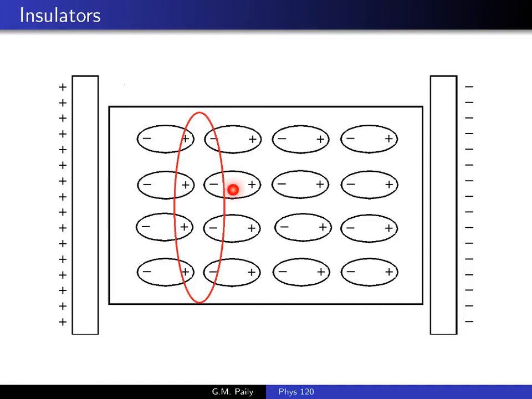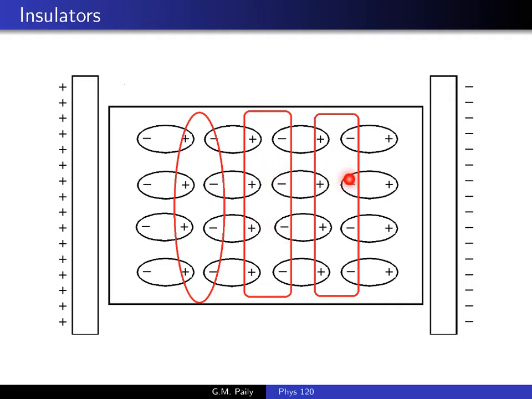But now, let's look at this region. The positive charge centers of these atoms are pretty close to the negative charge centers of these atoms. So in this region, the net charge is effectively zero. The same can be said about these regions. In these regions, the positives and negatives neutralize each other.